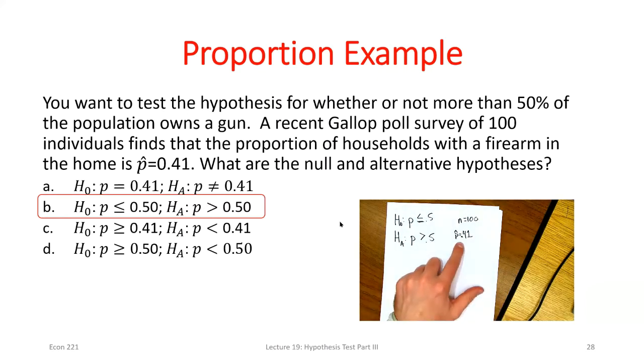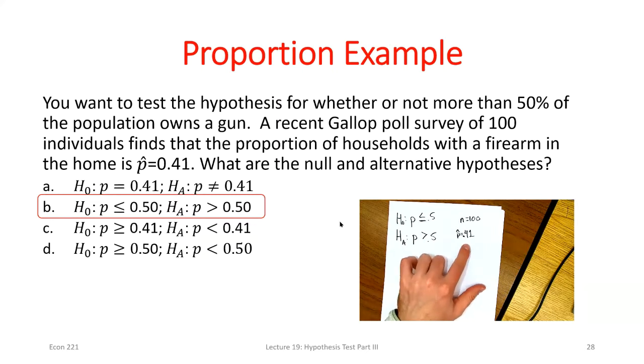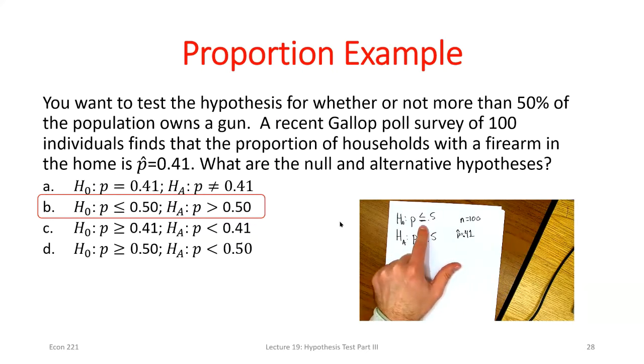If I look at my sample proportion, does it go against my null? No, 0.41 is in fact less than or equal to 0.5. So I actually found evidence that supports the null here. So of course I'm not going to reject it. But even if we work through it and use this critical value approach, you'll see why we would fail to reject.